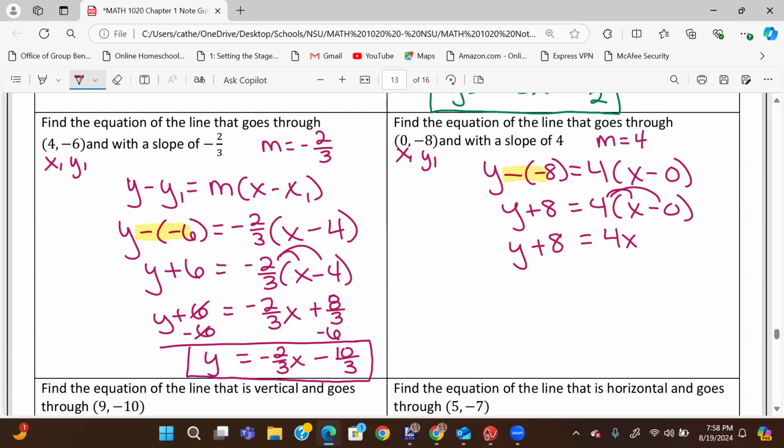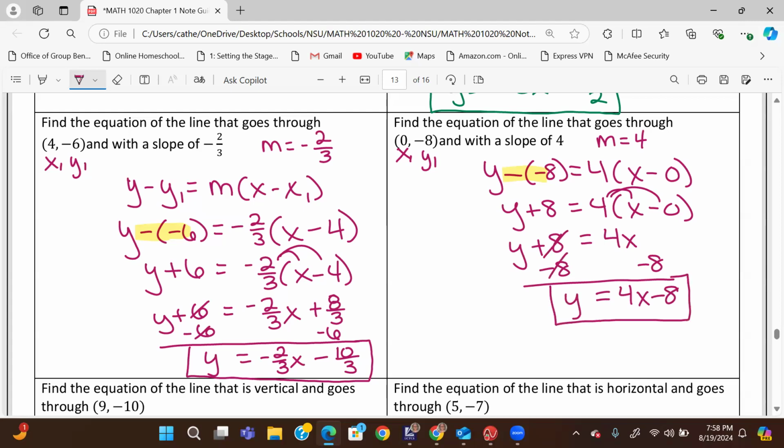From there, I need to get y by itself. So the last thing I need to do is move the 8. And I don't subtract it from the 4x because the 4x has an x on it, but the 8 does not. On the left side, the 8's cancel out. And there is your answer.